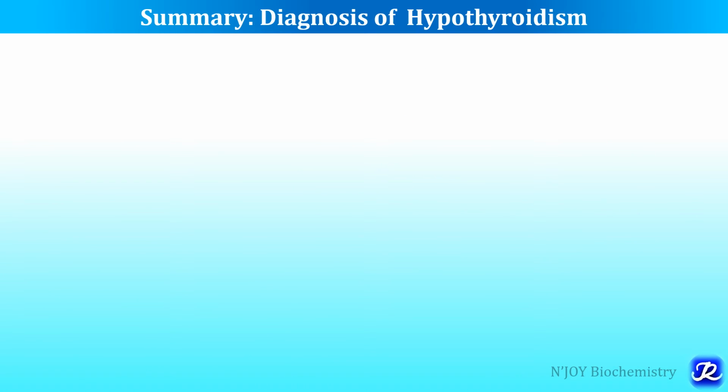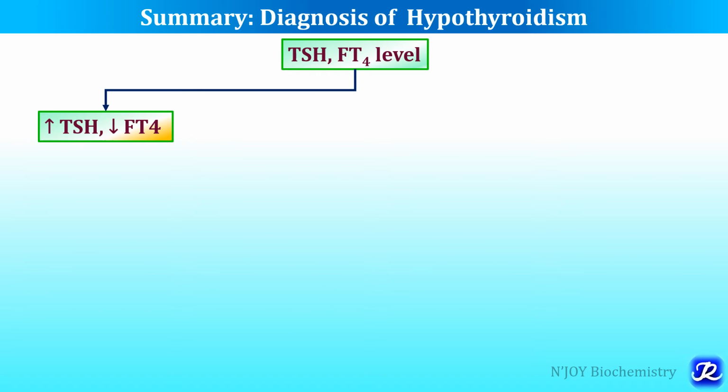Diagnostic algorithm for detection of hypothyroidism includes estimation of TSH and free T4 level, and if there is a decrease in free T4 and increased TSH, the cause is primary. So it is the primary hypothyroidism. Most common cause is iodine deficiency and Hashimoto's thyroiditis.